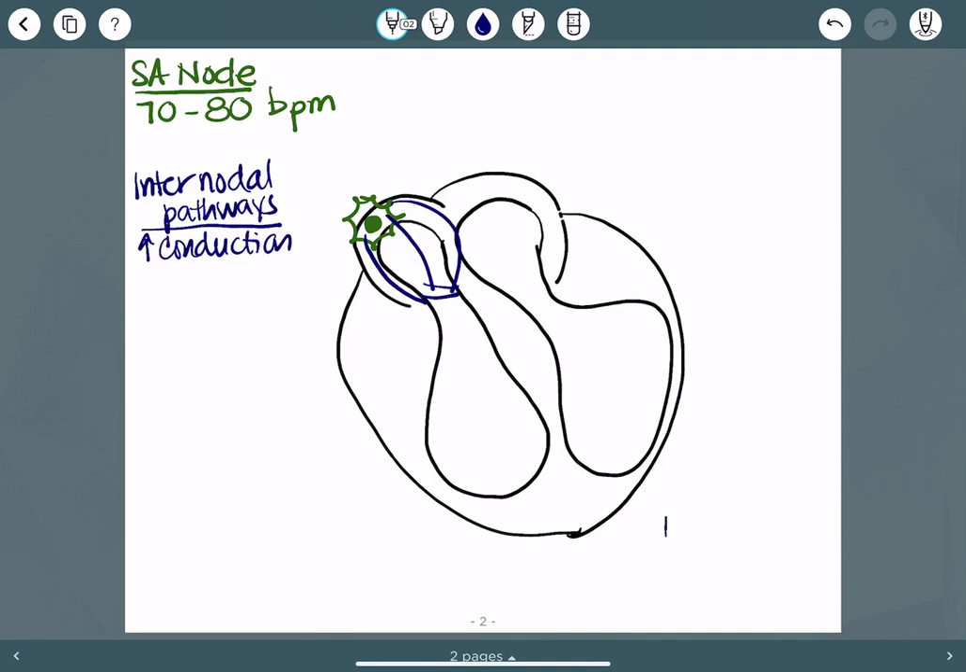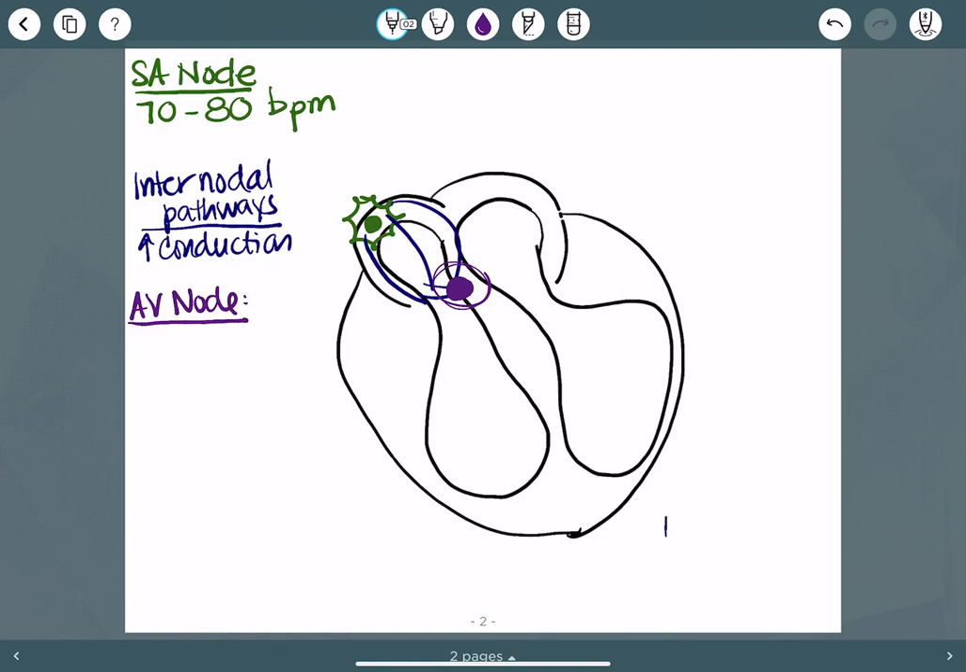They end up coming together at a very specific point, which is the AV node. So we'll draw that here. In true purple is our AV node. So the AV node is in the posterior wall of the right atrium. It's literally just behind the tricuspid valve, and it has a very specific purpose.